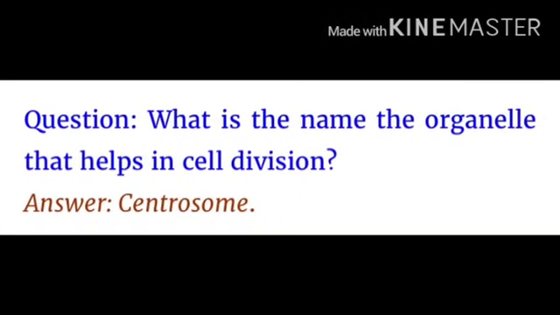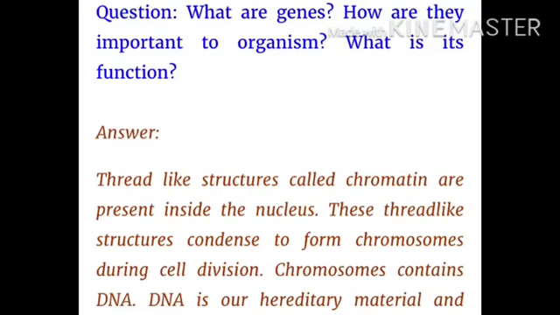What is the name of the organelle that helps in cell division? The answer is centrosome. What are genes? How are they important to an organism? What is their function? Thread-like structures called chromatin are present inside the nucleus. The thread-like structure condenses to form chromosomes during cell division.